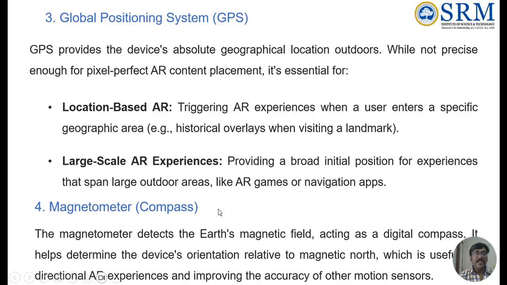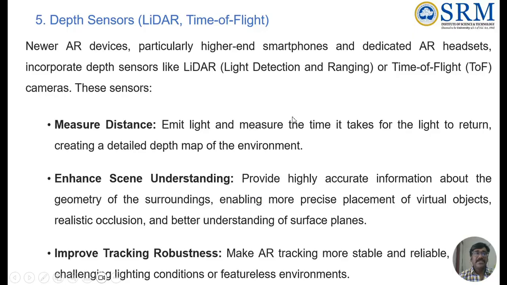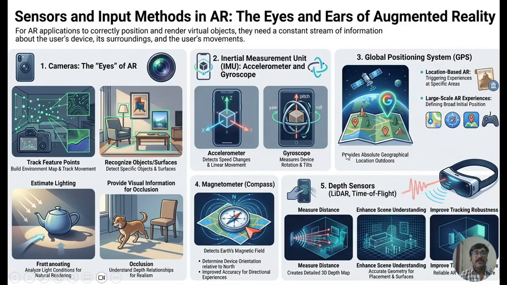In the magnetometer, the earth's magnetic field acts as a digital compass. It helps determine the device orientation relative to magnetic north, which is useful for the direction of AR experiences. The depth sensor is LiDAR and time of flight. It measures the distance, enhances the scene understanding, and improves the tracking robustness. It provides highly accurate information about the geometry of the surroundings, enabling more precise placement of virtual objects, realistic occlusion, and better understanding of surface planes.